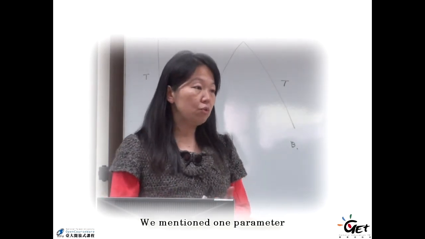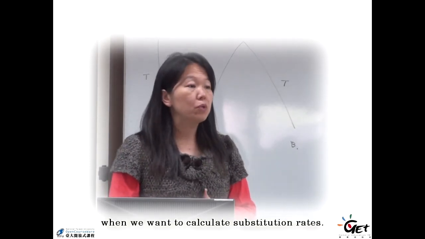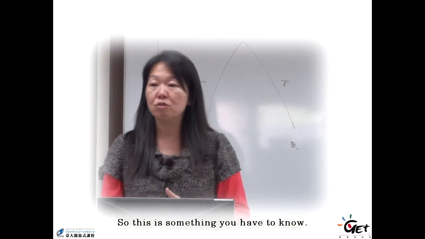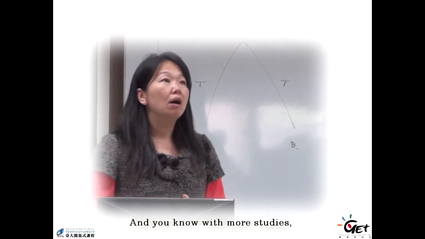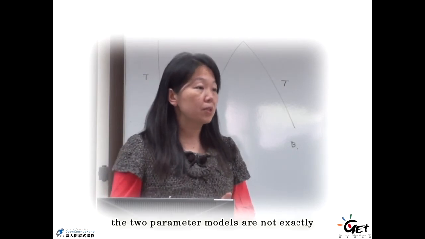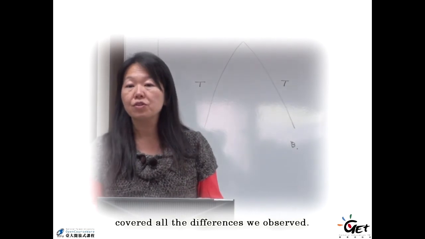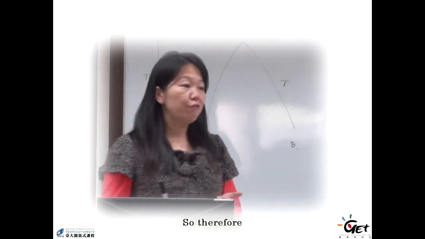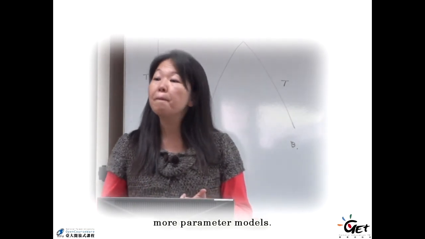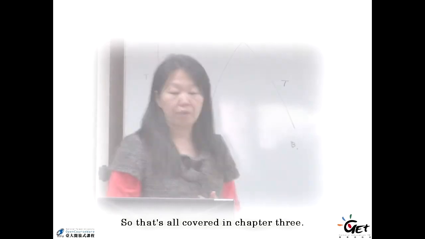We mentioned 1 parameter and 2 parameter models when we want to calculate substitution rate. So this is something you have to know. And with more studies, the 2 parameter models do not exactly cover all the differences we observe. So scientists have proposed more parameter models. That's all covered in chapter 3.